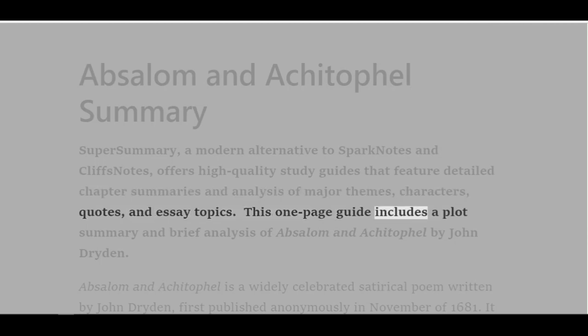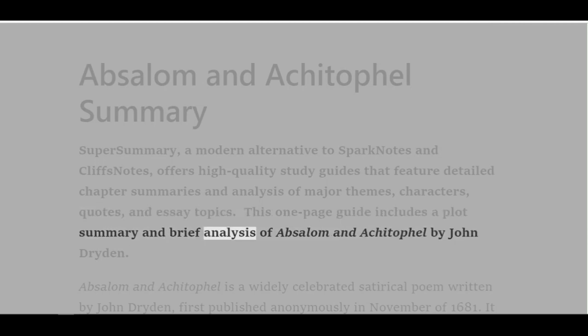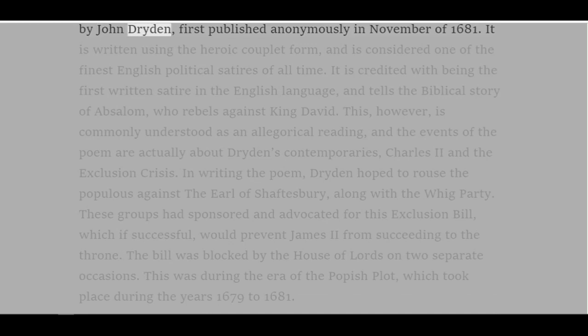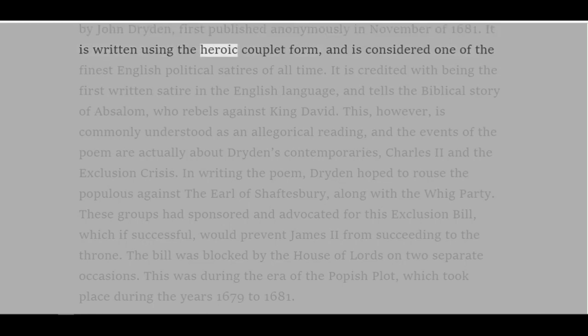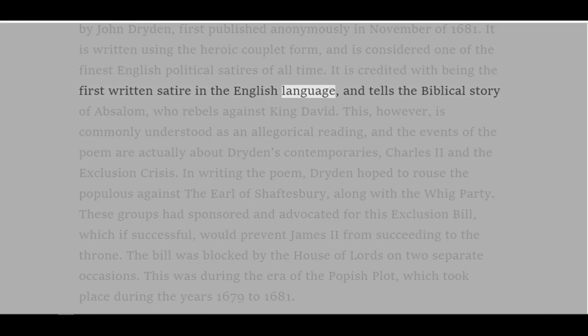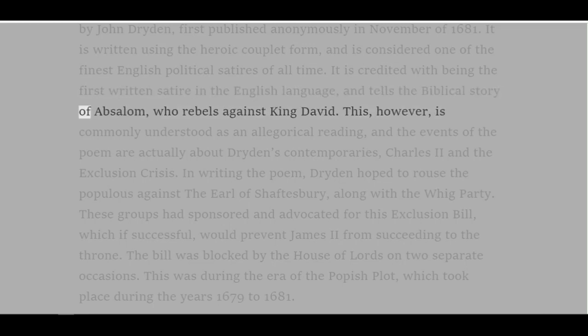This one-page guide includes a plot summary and brief analysis of Absalom and Achitophel by John Dryden. Absalom and Achitophel is a widely celebrated satirical poem written by John Dryden, first published anonymously in November of 1681. It is written using the heroic couplet form, and is considered one of the finest English political satires of all time. It is credited with being the first written satire in the English language, and tells the biblical story of Absalom, who rebels against King David.